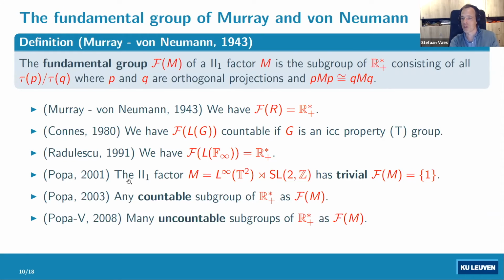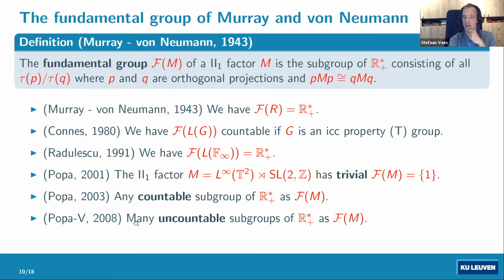And then he could produce this very concrete example, namely you take the group SL_2 Z that acts on the two-torus in the obvious way. So you realize the two-torus as R^2 mod Z^2, and SL_2 Z acts on R^2 in the linear way, and then it preserves Z^2, so you can take the quotient. And this semi-direct product, this crossed product construction, has a trivial fundamental group. Then he went on by making variants of the construction and could prove that any countable subgroup of R plus can be realized as the fundamental group of a II_1 factor.